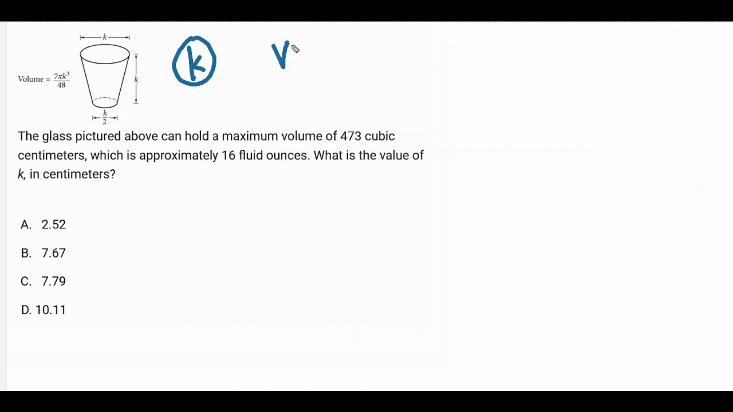They give you a formula. And apparently, who knew, the formula for that weird shaped glass is 7 pi times k to the third over 48. And what's it equal? Well, they tell you, it's 473. Could be 16, but they're asking for centimeters, so use the 473.